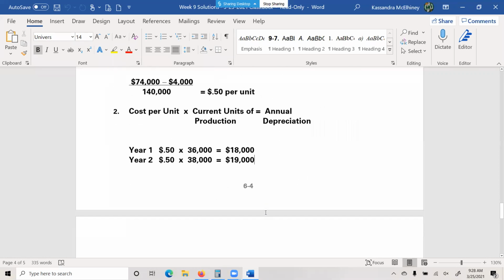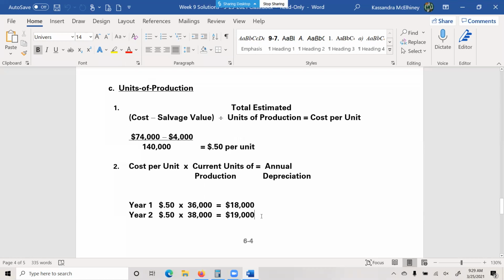So again, this will go based on the number of units we produce. Year 3, 4, and year 5 will likely be a plug figure to get accumulated depreciation up to $70,000. Or there may be some revision of estimates that happens sometime in between years 2 and 5. It could happen. The book did discuss that.